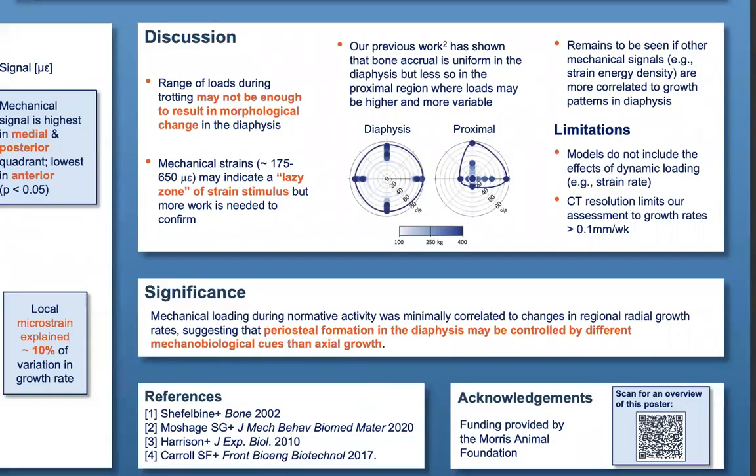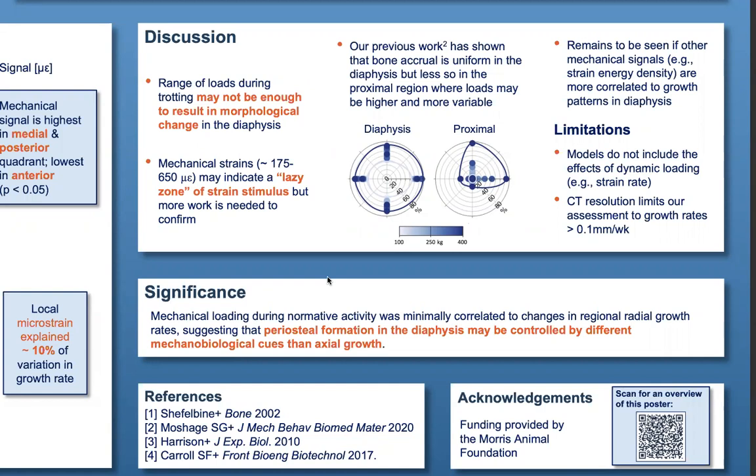Now we can take a look at our findings and key takeaways from this study. Due to our relatively low R-squared, we concluded that the range of loads experienced during non-stressed trotting gait may simply have not been enough to result in morphological change in the diaphysis.